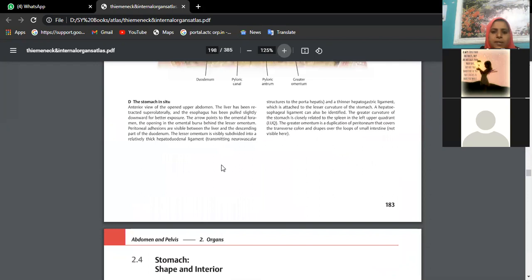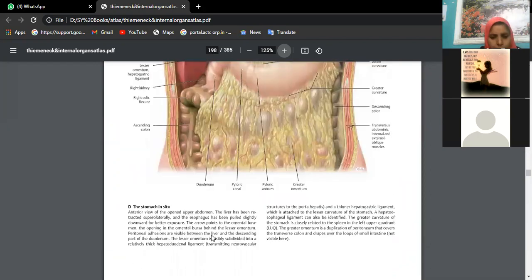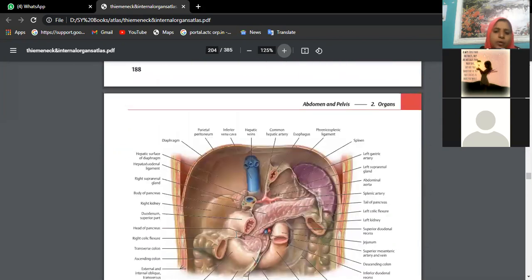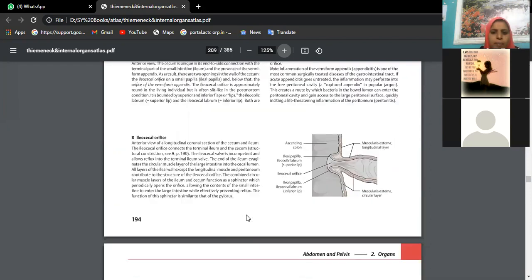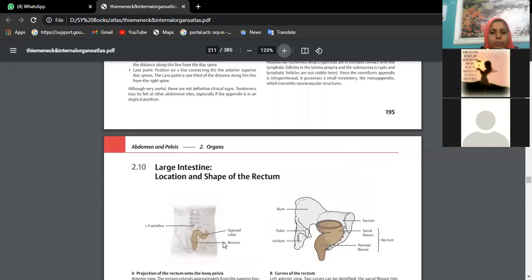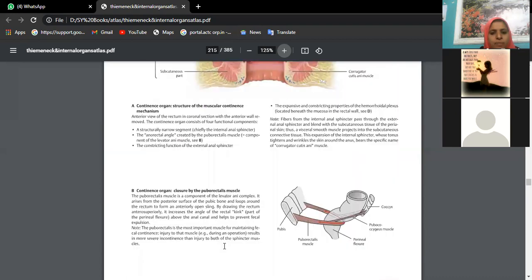So this is again the stomach shown with lesser omentum and greater omentum. Anyhow, we are not discussing the stomach now. Duodenum is over. This is the cecum and appendix. The first part of the large intestine is the cecum. You have the ileum opening, the ileocecal valve, and this is the appendix. This is the ascending colon. This one we have finished.